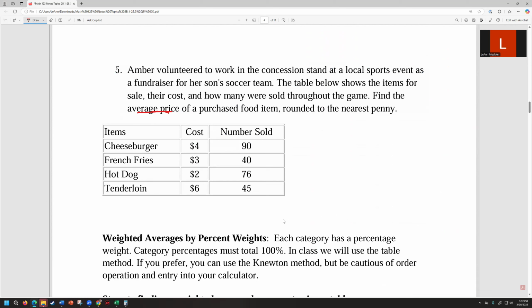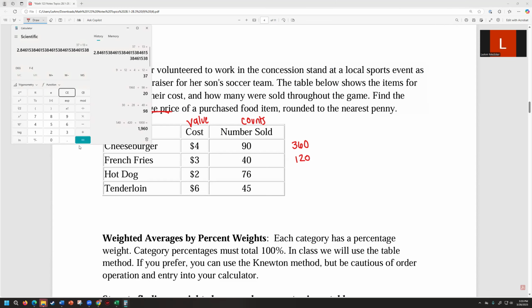So we have cheeseburgers, French fries, hot dogs, and tenderloins. The values, this is how much each of them is worth, and that's because we're doing average price. $4, $3, $2, and $6, and then these are our counts. This is how many we sold of each. So again, first step is to multiply and get these values. I'm just going to write them out to the side. That would be $360 worth of cheeseburgers, French fries. They made $120 on that. Hot dogs, whatever 76 times 2 is.